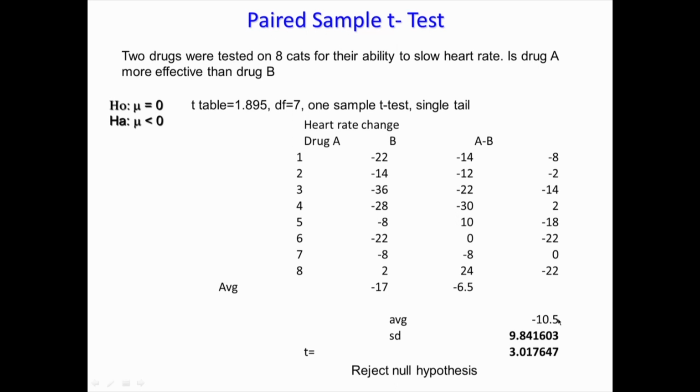So, what do we do? X bar minus mu divided by S divided by square root of n, n is 10, so square root of 10, S is 9.8, x bar is minus 10.5. So, when I calculate I get 3.01, table t is 1.895, 7 degrees of freedom. For 1 sample t test single tail 1.895, so you reject the null hypothesis.